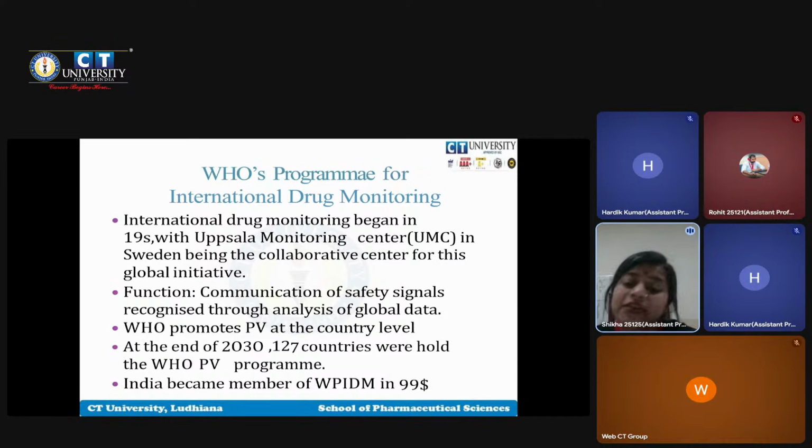What are safety signals? What are the safety requirements for drugs? Signals are recognized through analysis of global data, the data collected by the various ADR centers. That data was analyzed, and through that the safety signals were communicated. Next, WHO promotes PV, that is pharmacovigilance, at the country level. By the end of 2030, 127 countries were part of the WHO PV program.